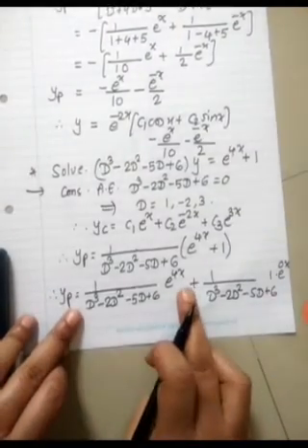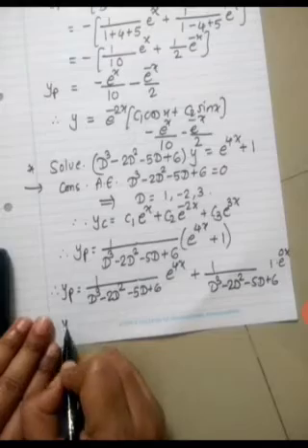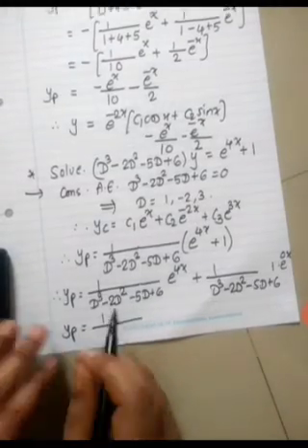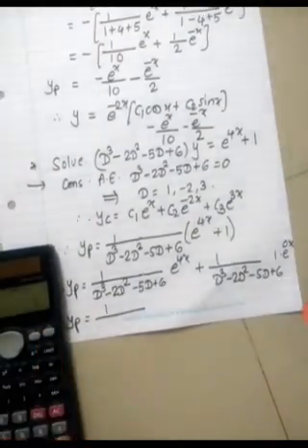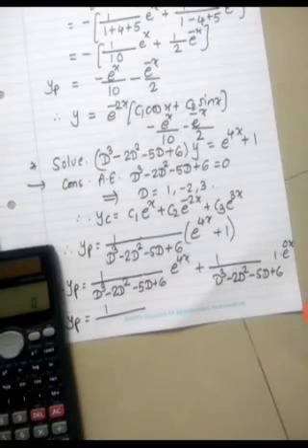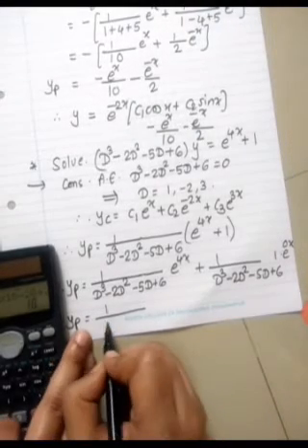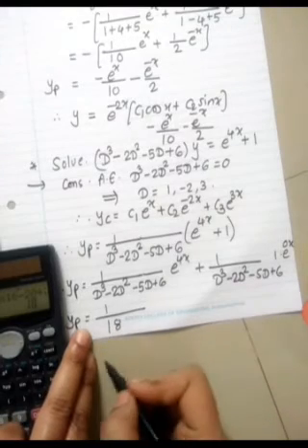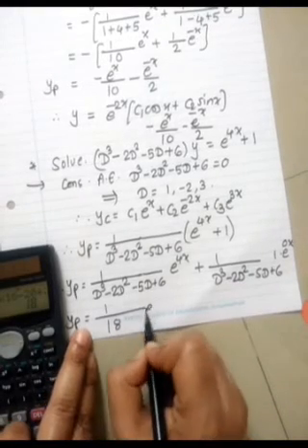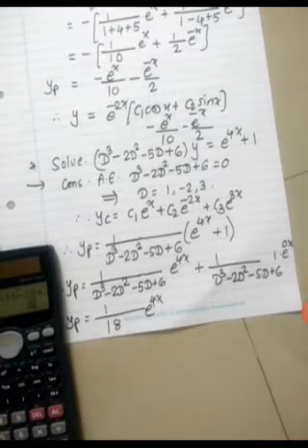You have to replace d by 4 here. Solve it and tell me the value. 1 upon, if we put 4 in the denominator, d, what should it be? 4 cube minus 2 into 16 minus 5 into 4, 20 plus 6, 18. It is 18 and non-zero. This is the answer into e raised to 4x. You are checking simultaneously.